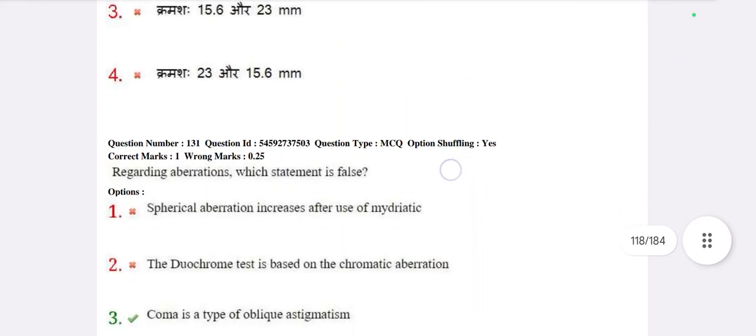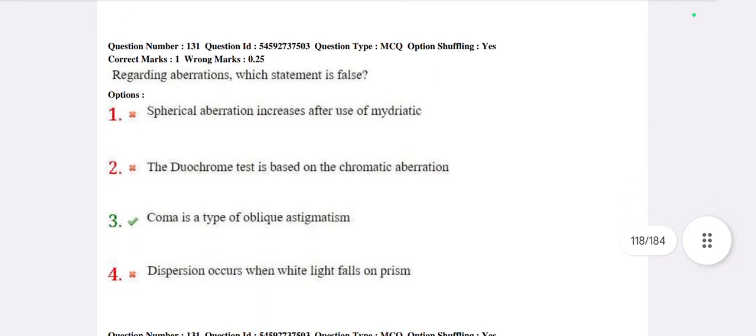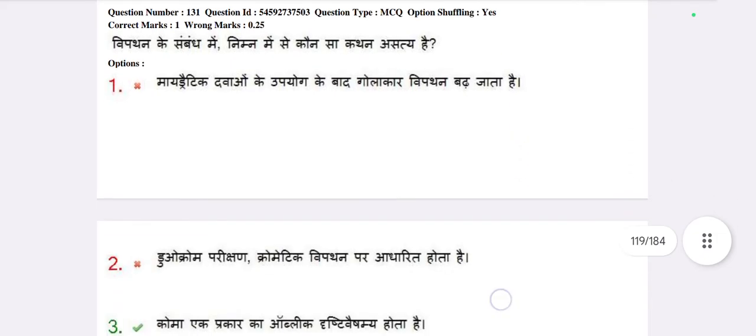Next question is, regarding aberration, which statement is false? First is, spherical aberration increases after the use of mydriatic. Second, the duochrome test is based on chromatic aberration. Third, coma is a type of oblique astigmatism. Fourth, dispersion occurs when light falls on prism. Correct answer is coma is a type of oblique astigmatism.